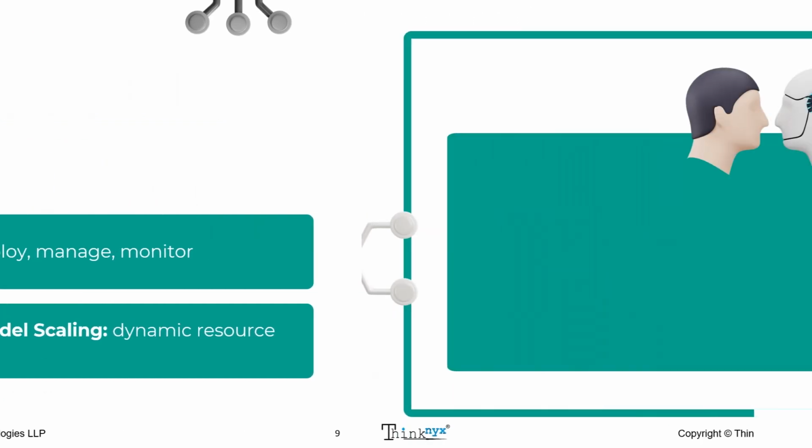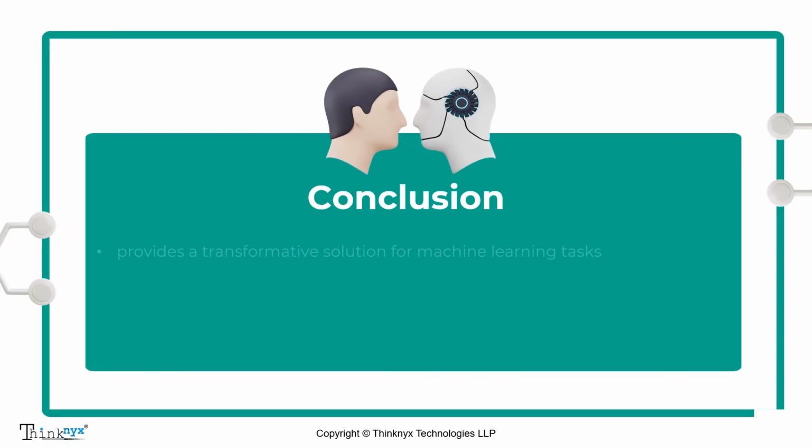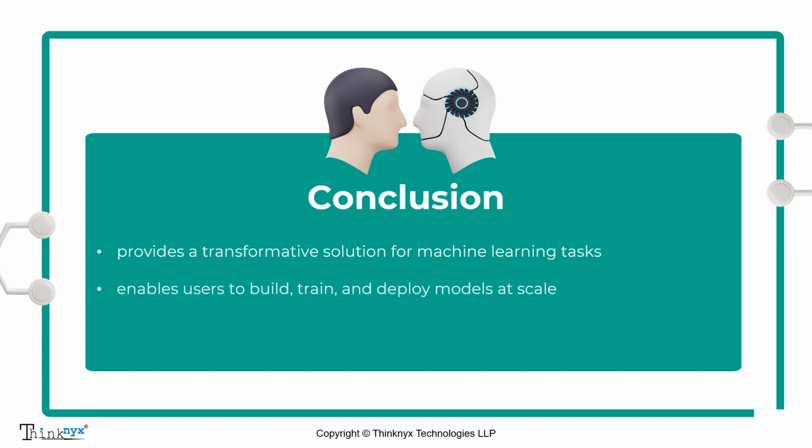In summary, Amazon SageMaker stands as a transformative solution in the realm of machine learning, offering a seamless and efficient platform for building, training, and deploying models at scale. It empowers users to innovate and drive impactful business outcomes by abstracting away infrastructure complexities.